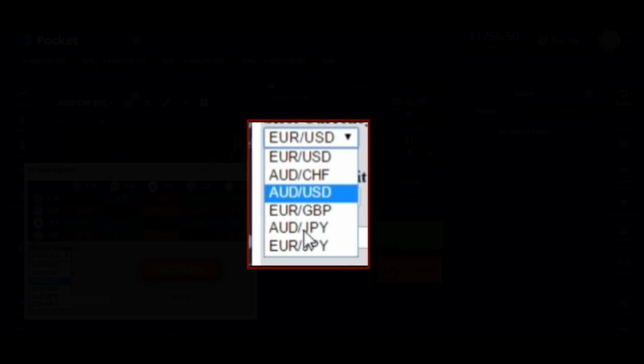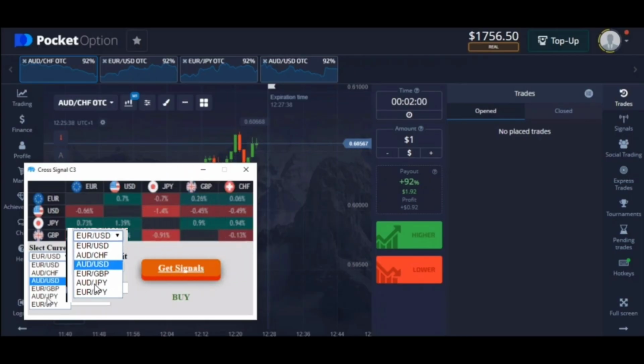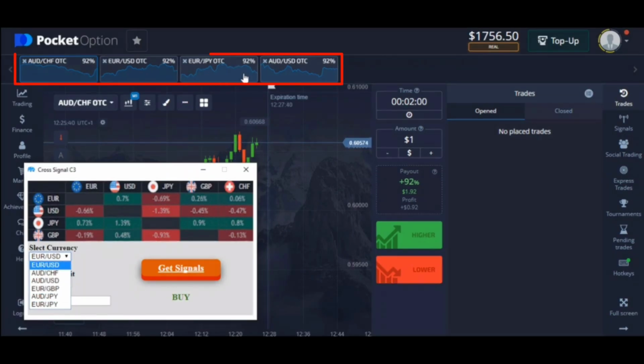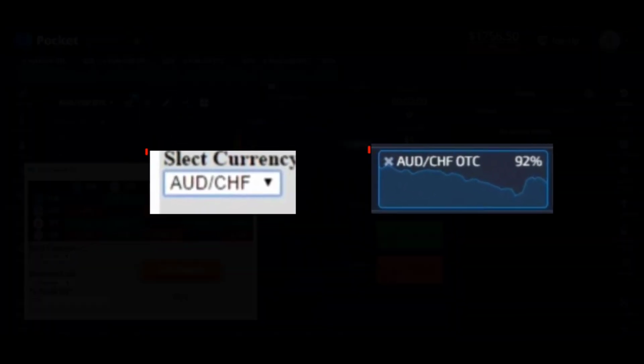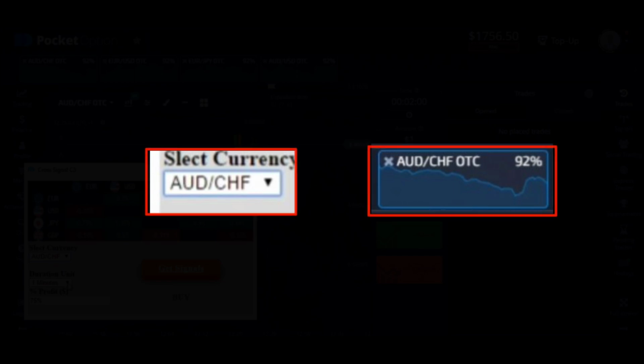This is the cross signal C3 bot market list that you can choose and use in this trading. The Pocket Option market I chose in this trade. Make sure the market you choose is available on the cross signal C3 bot, then you match it with the Pocket Option market you choose.